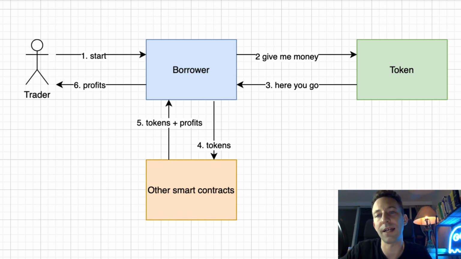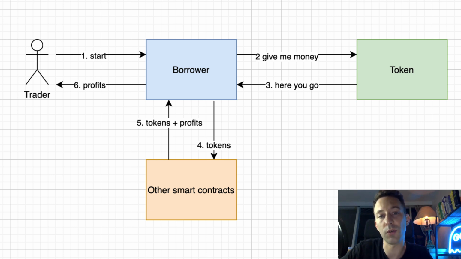Because a token has total control over its own token, it can mint as many tokens as necessary. This is different from a liquidity pool that can only lend as many tokens as it has. In the case of a flash loan provided by a token, it's going to mint the number of tokens that you are asking to borrow. So then it's going to lend this token to the borrower.